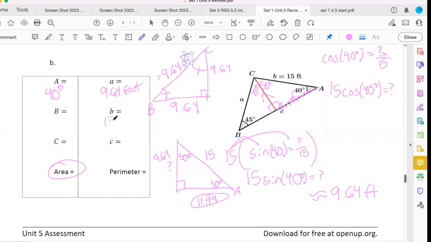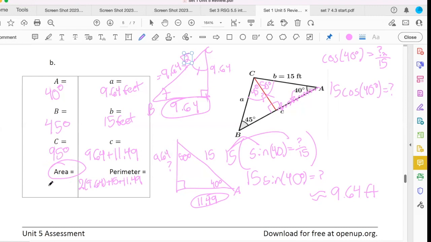15 is B. Side length C for the larger triangle is the sum of this and this. So 9.64 plus 11.49. I'll leave that to you. And then if you want to add all of those up, this is two versions of 9.64 plus 15 plus 11.49. You know angle C is the sum of these two angles, so that's 95. And angle B was already given to you as 45.